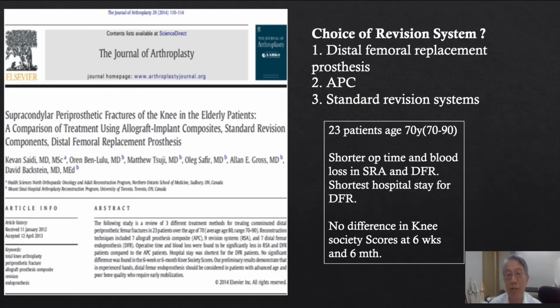So if we choose to revise, then what sort of system should we be looking at to revise? And there are 3 options. We could use a distal femoral replacement system. We could use an allograft prosthetic composite, but this is seldom done nowadays unless you have good bone bank support. Or sometimes standard revision systems built on top of cones or sleeves, such as TM cones, as Dr. Vince Kelly has shown you.